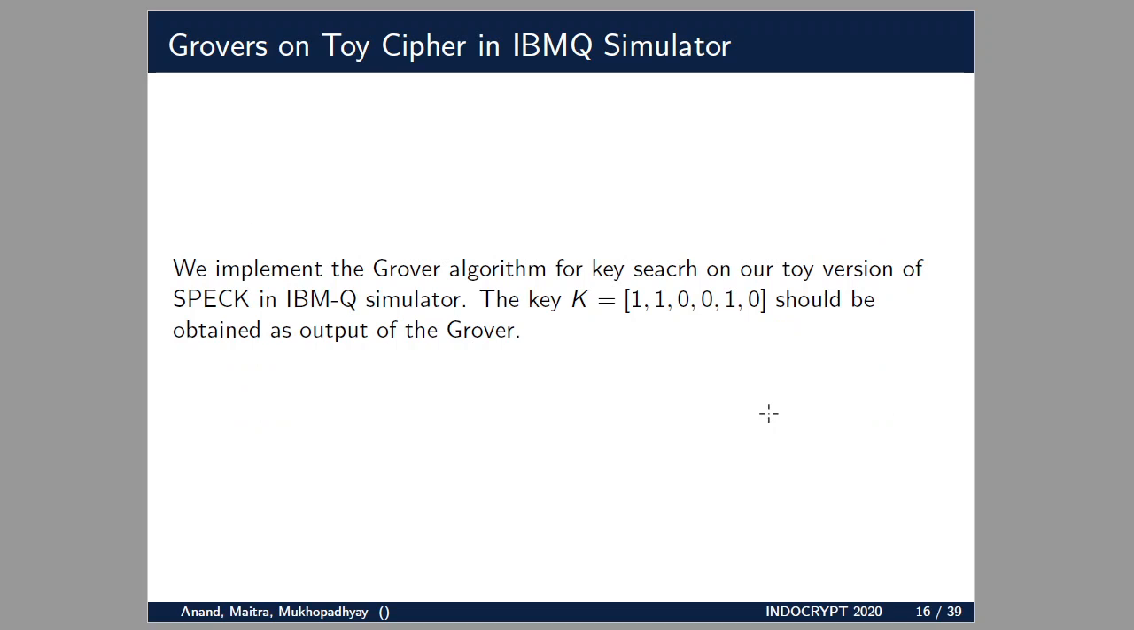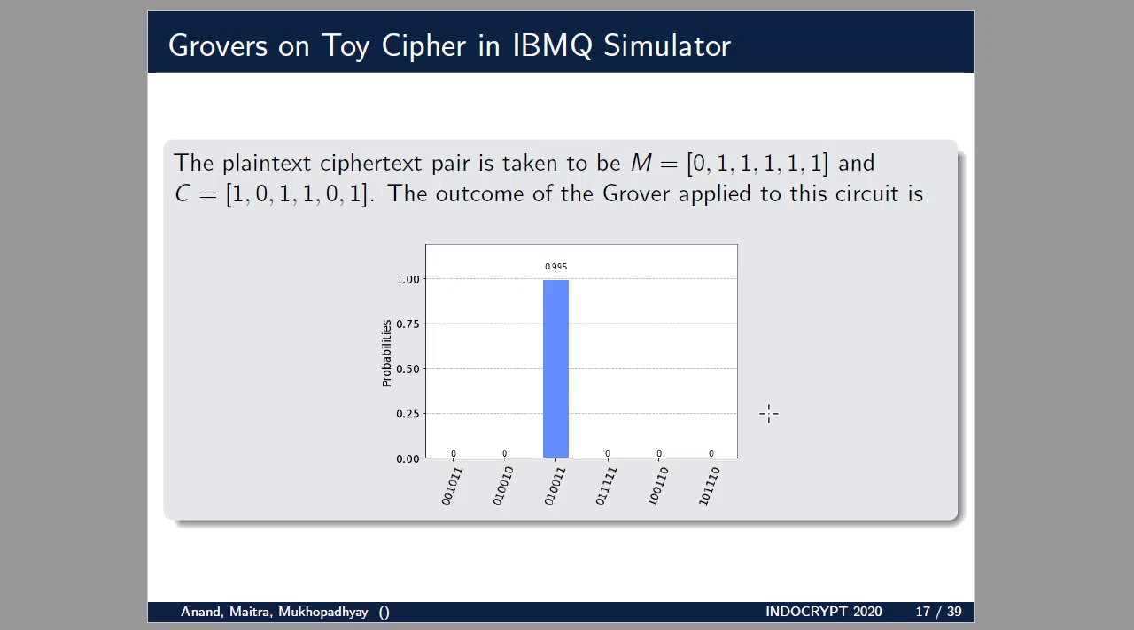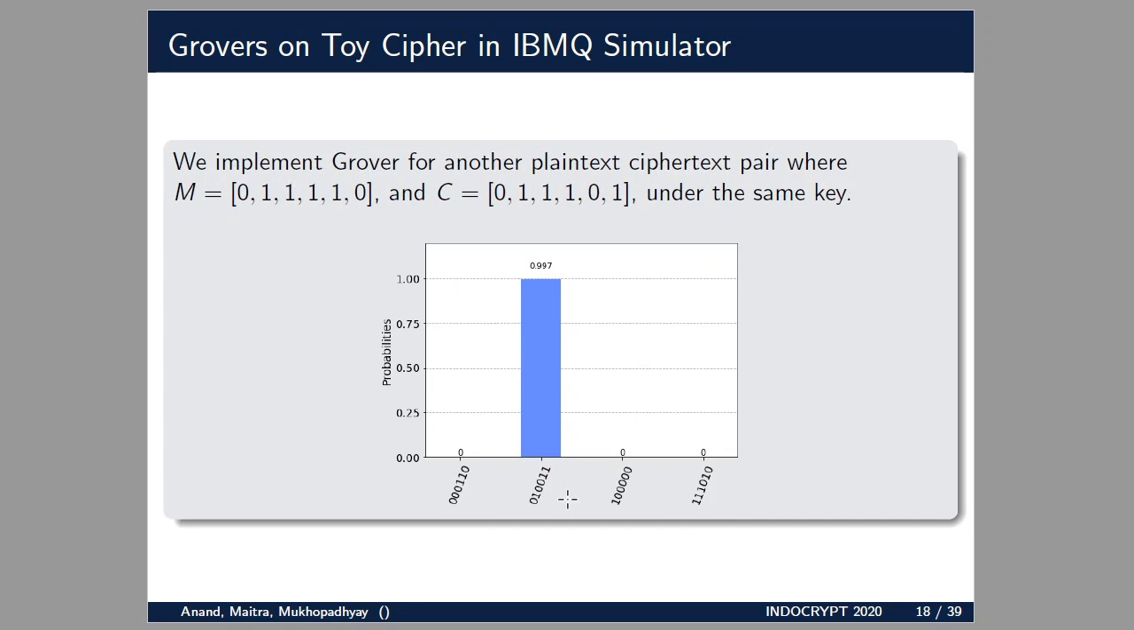So we implement Grover's algorithm for our toy cipher and we have assumed the secret key to be 110010. So this should be the output obtained due to Grover. We assume that the plaintext-ciphertext pair M is this and C is this. Then the outcome of Grover is, as we can see here, 110010, which was our desired key. Just to be sure, we again implemented it for a different plaintext-ciphertext pair and obtained the same key.